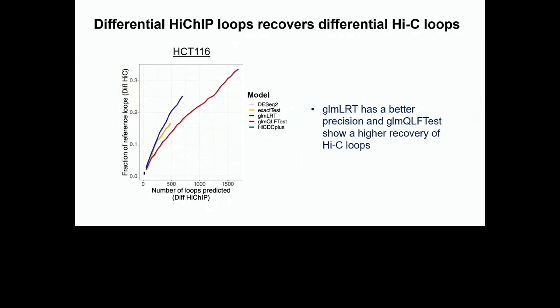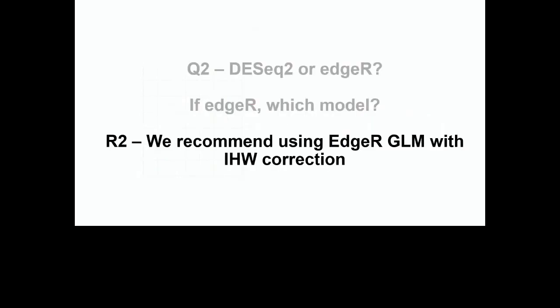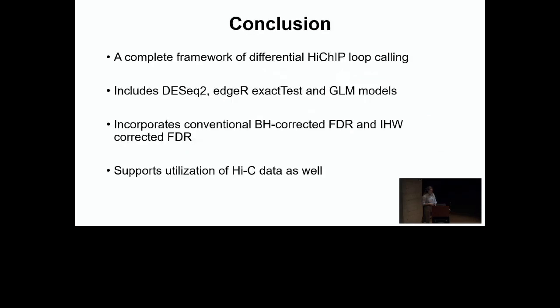Finally, as our HiChIP loops should be also called by HiC, we address the differential HiC loop methods. How can they recover our differential HiChIP loops? So we saw that the GLM LRT has a better precision, and the QLF tests show a higher recovery of these differential HiChIP loops. Overall, we recommend using the edgeR GLM with the IHW correction.